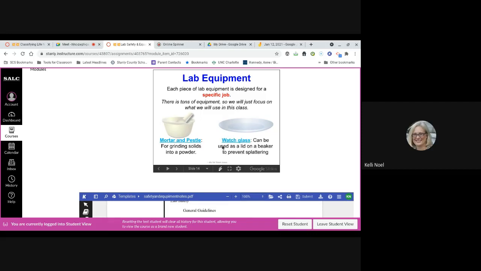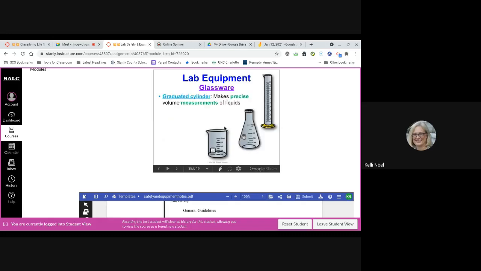This is what is called a watch glass. It is what we usually put over a beaker to prevent splattering, especially if we were heating it. Those are two that we don't have. We do have a graduated cylinder, and they look like this. These measure precise volume measurements, because see all these little lines? It allows you to make a precise measurement.